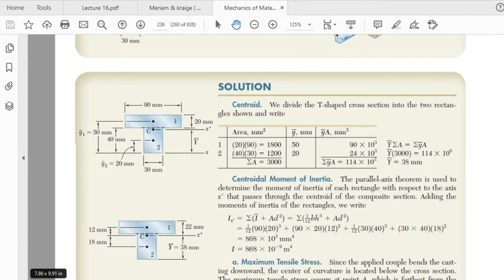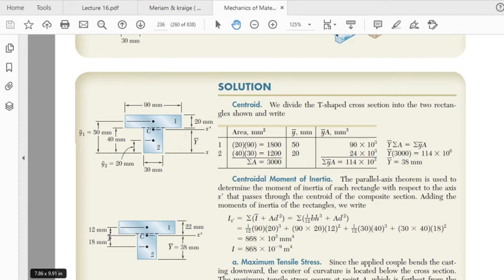Similarly, the second moment of area of region 2 about the horizontal centroidal axis for the complete cross section passing through point C. The second moment of area for region 2 about its own centroidal axis is going to be BH cube by 12. This is a rectangle, so the formula for a rectangle is BH cube by 12.